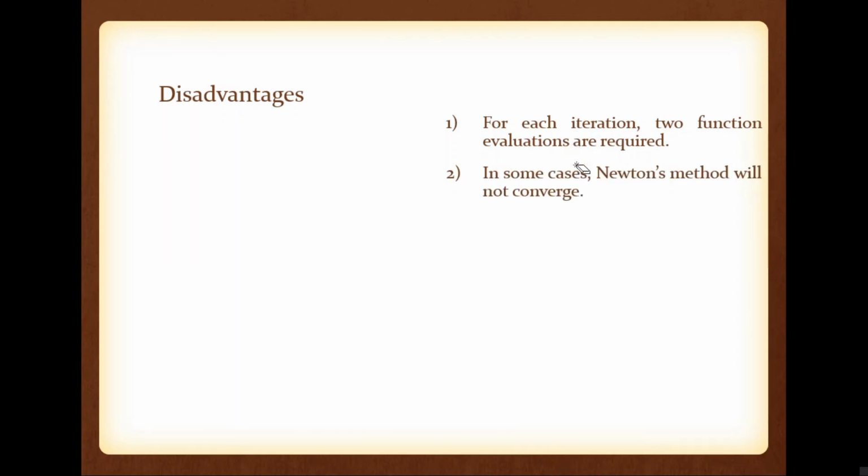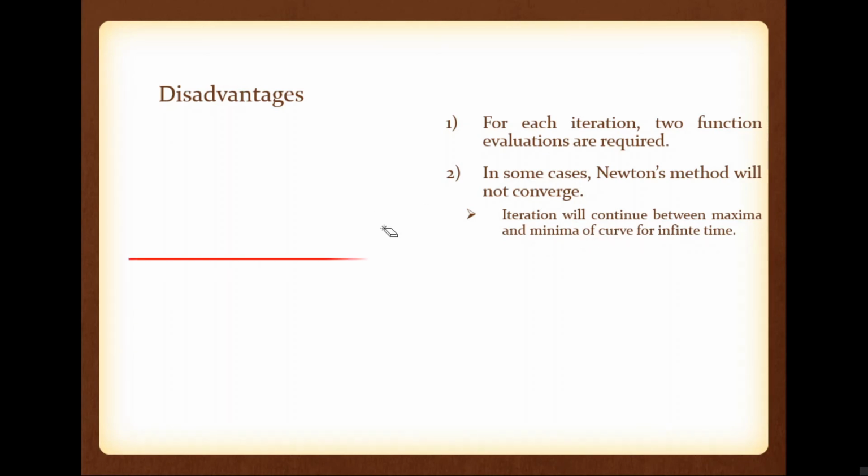And the second disadvantage is that in some cases, Newton's method will not converge. That is similar to the second method. Okay. Iteration will continue between the maxima and minima of a curve. So please note, this is the function that we used for discussing the disadvantage of the second method. So the same function we are using. Say this is the initial condition.